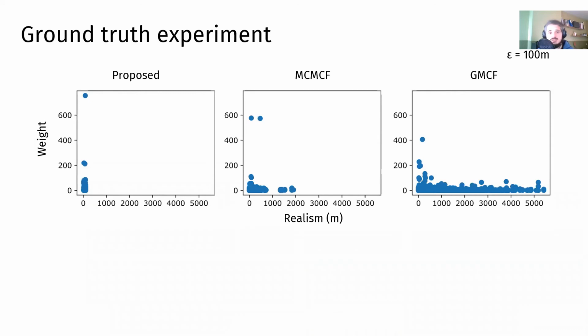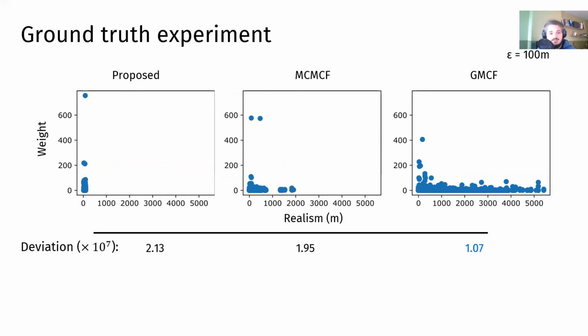So looking at the ground truth experiment first. I show here a scatter plot of the realism for each route in our reconstructed route sets, and then for the different approaches. And what we can see clearly is that the less constrained versions indeed do not exactly follow the limit of the amount of realism that is allowed. So you'd expect at most a realism of 100 meters, and this is clearly not the case here.